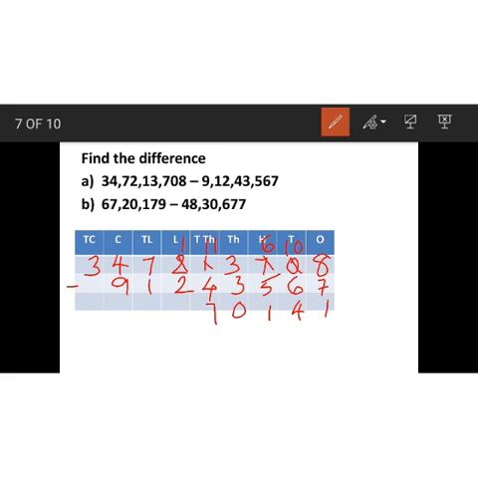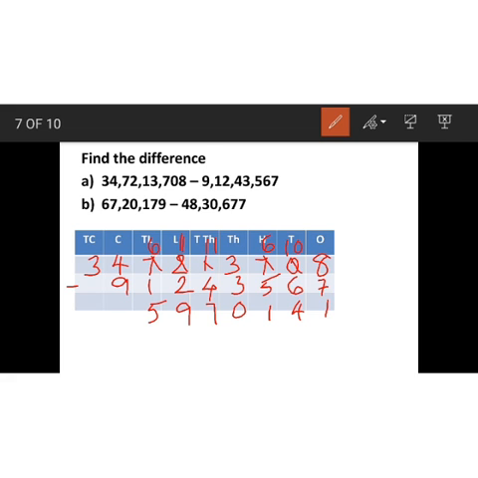1 minus 2, here again we have to borrow. Here it will be 6 and here it will be 11. 11 minus 2, it will be 9. 6 minus 1, it will be 5.